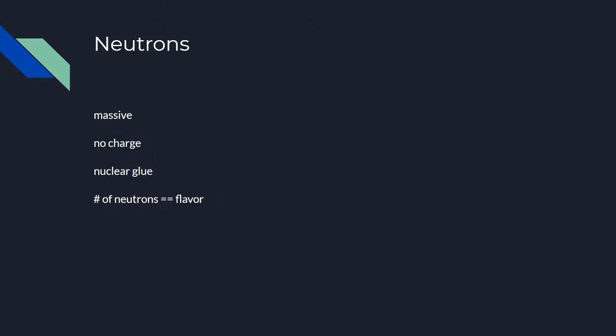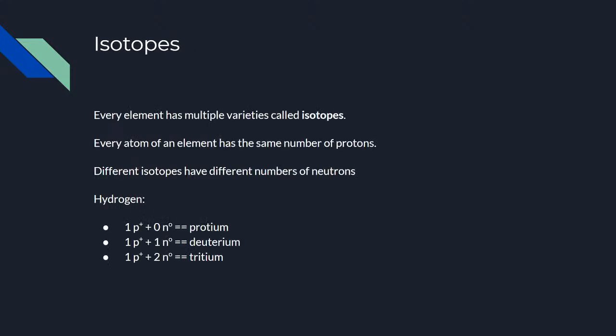Neutrons are also massive. They're heavy. They have no charge. They act as nuclear glue. And the number of neutrons will give an atom its flavor. Okay? The number of neutrons can change. It doesn't have a huge impact on chemistry. But it does give us what are known as isotopes. Okay? So one of the ways that Dalton was wrong, we now know, is that every atom comes in multiple varieties called isotopes. Okay? So every atom of an element has the same number of protons. That is what he got correct. They're all the same in that they have the same number of protons.